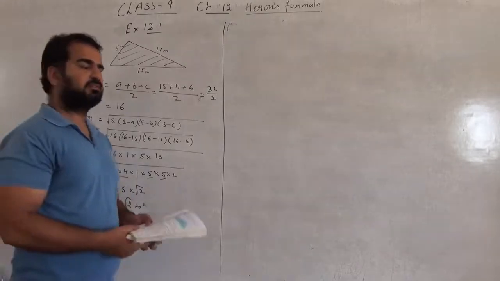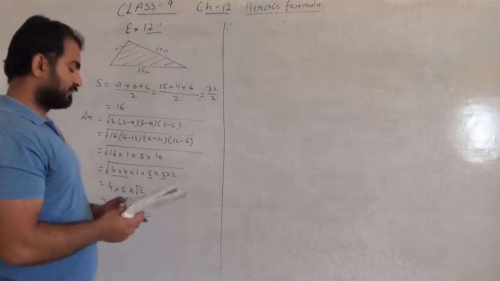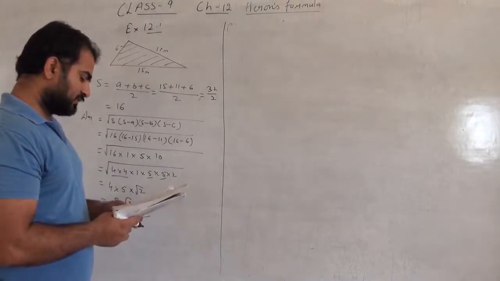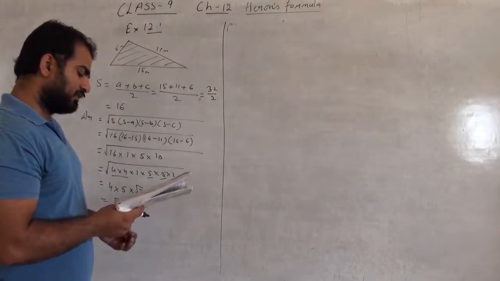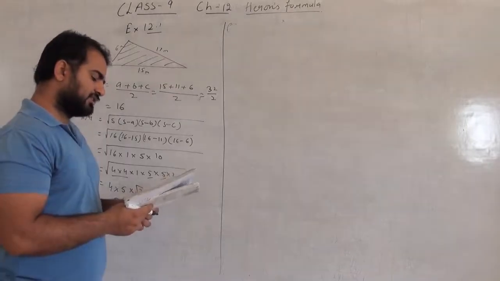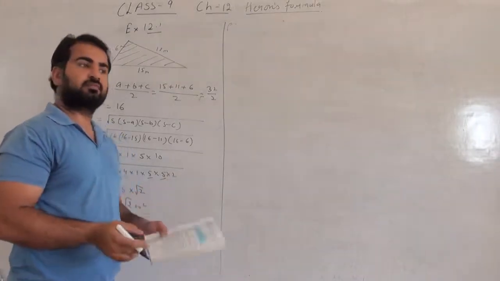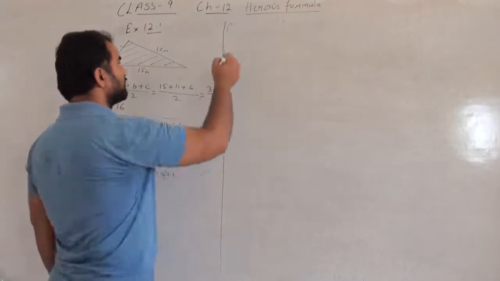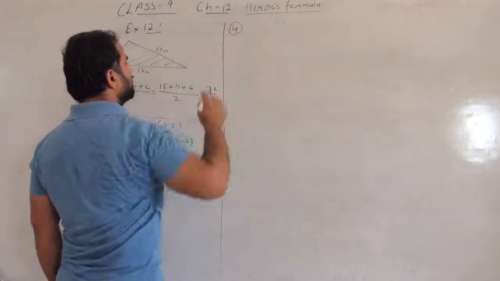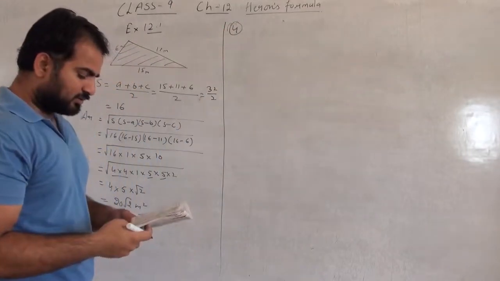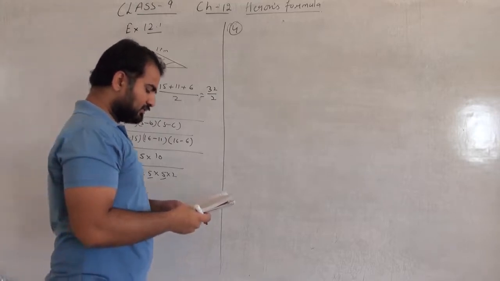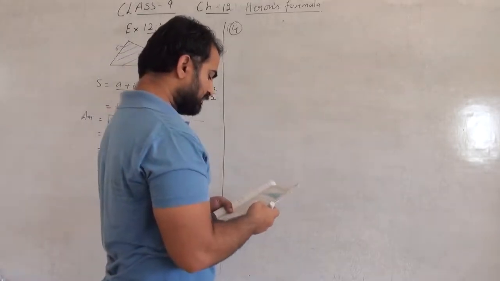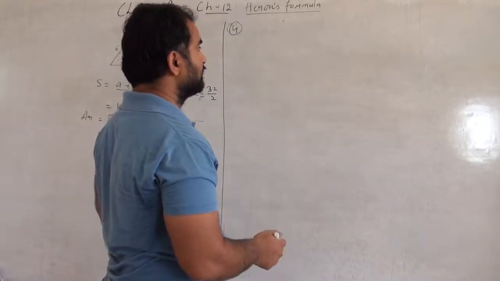Okay, final answer for question number 3. Next is question number 4. Find the area of triangle, two sides of which are 18 centimeter and 10 centimeter. Okay, what we have to do? Question number 4. Find the area of triangle whose two sides are 18 and 10 centimeter, perimeter is 42.